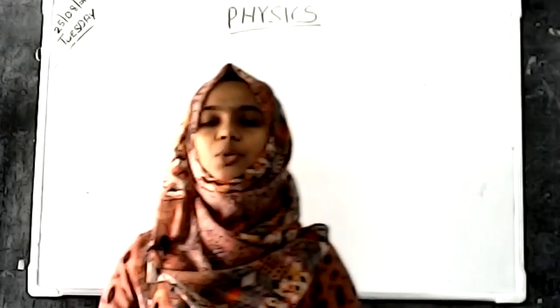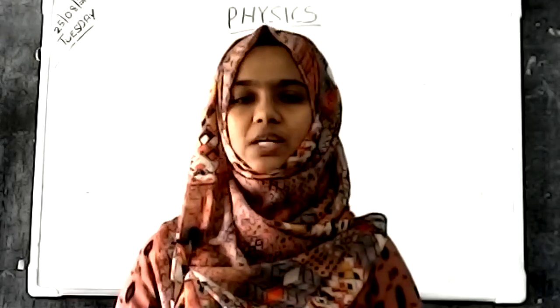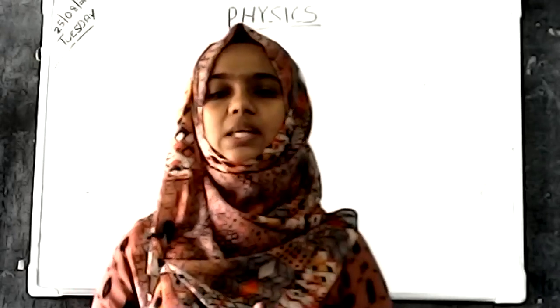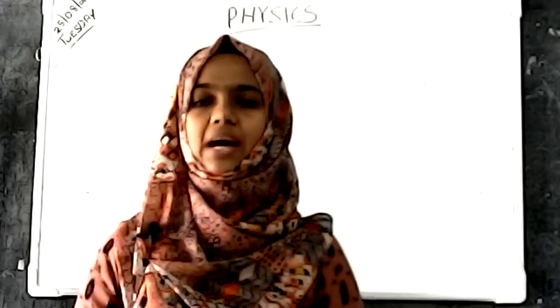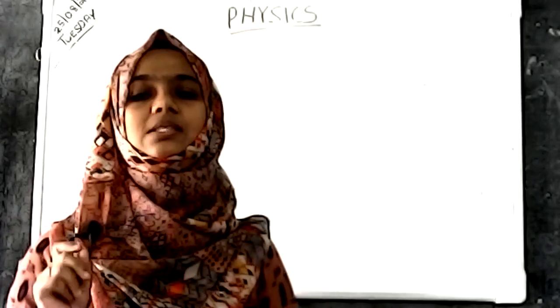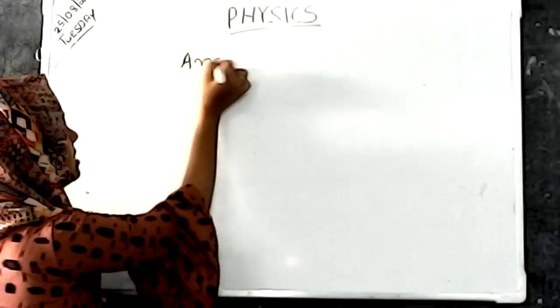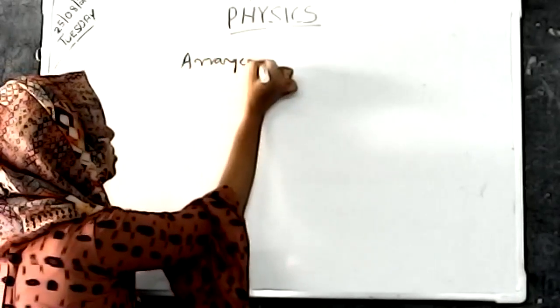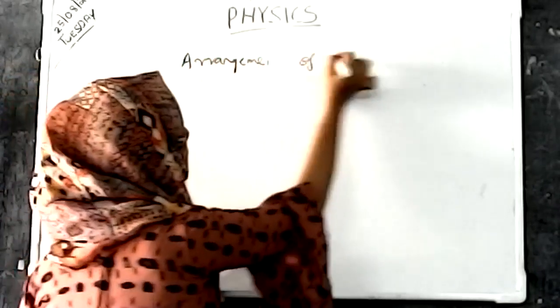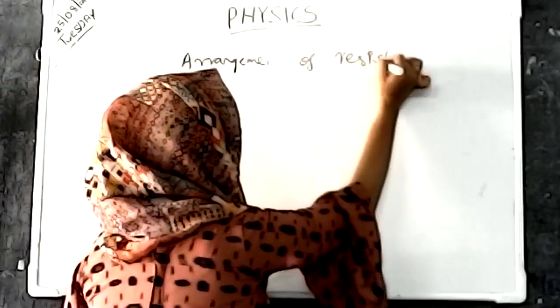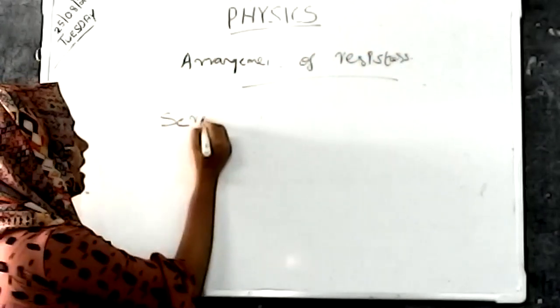Now we see two types of arrangement of resistors. First one is series and second one is parallel. So the arrangement of resistors in circuits is divided into two types: one is the series connection and the second one is the parallel connection.